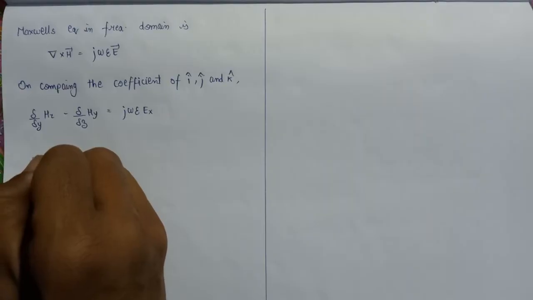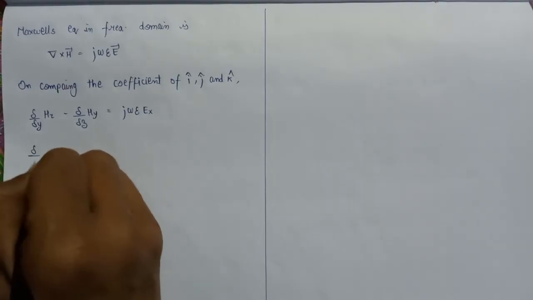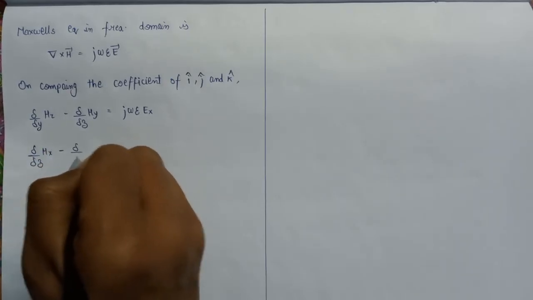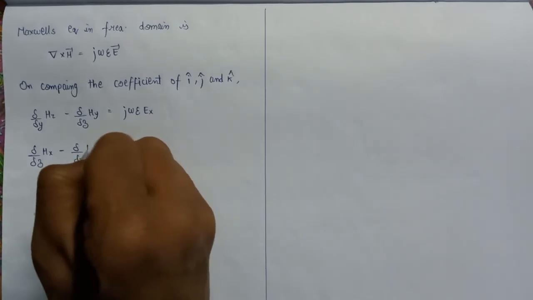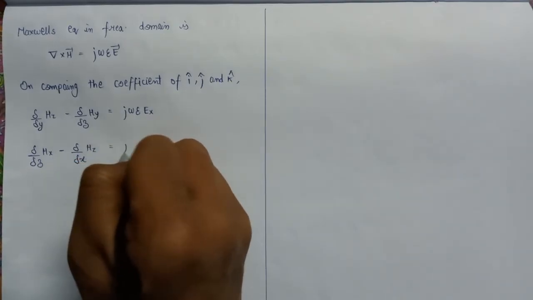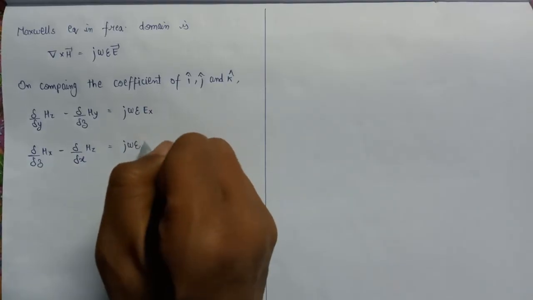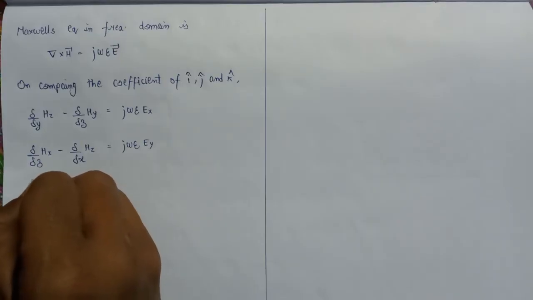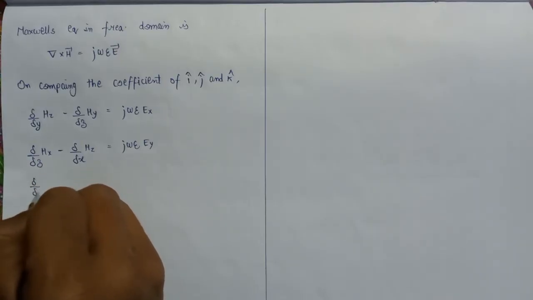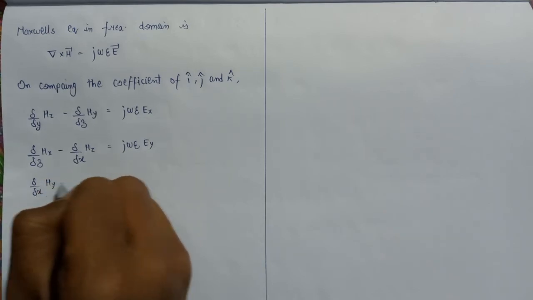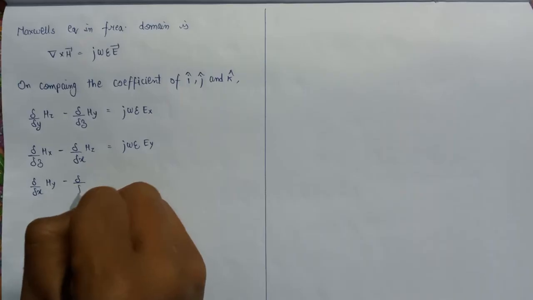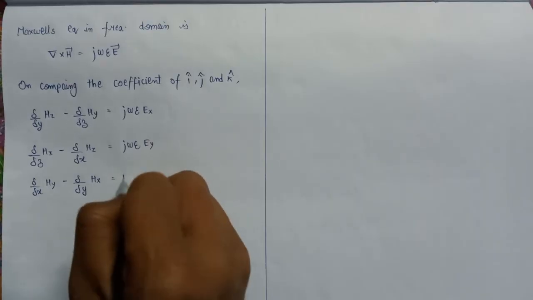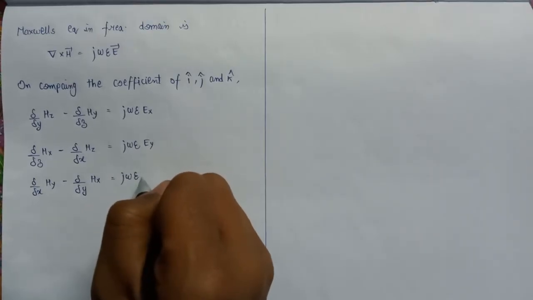Similarly, if we compare the coefficient of j cap, then we get del over del z into Hx minus del over del x into Hz, that is equal to j omega epsilon into Ey. And if we compare the coefficient of k cap, then we get del over del x into Hy minus del over del y into Hx, that is equal to j omega epsilon into Ez.